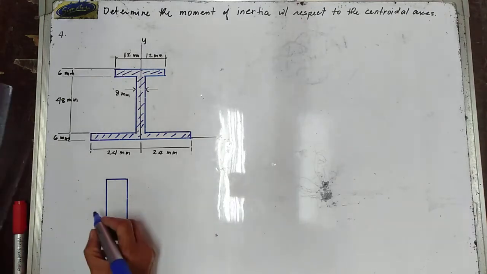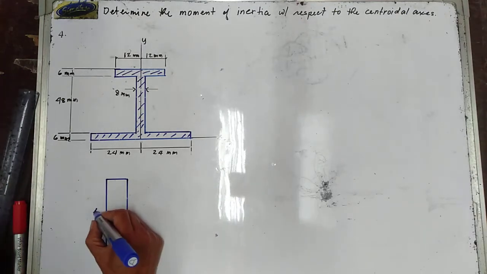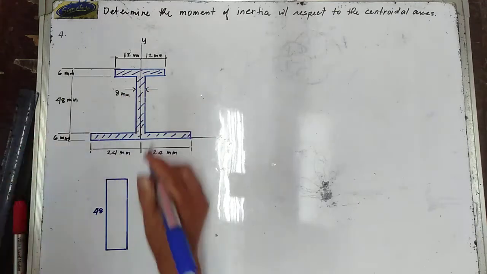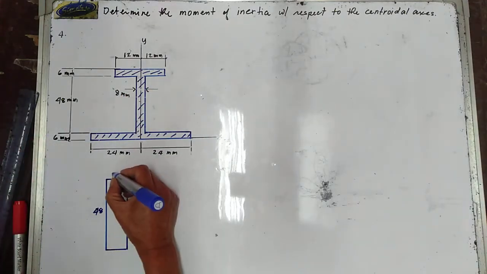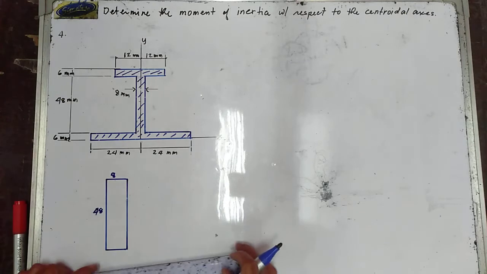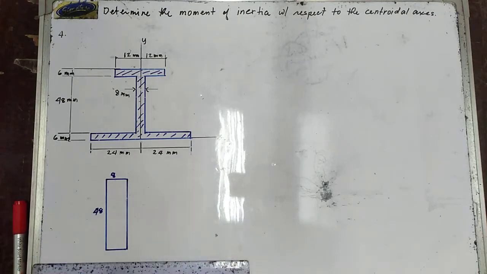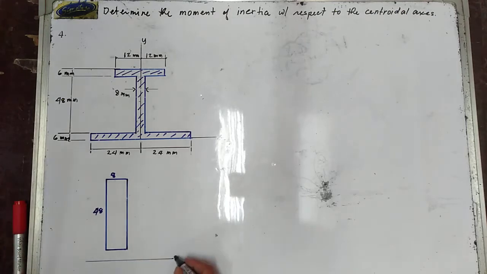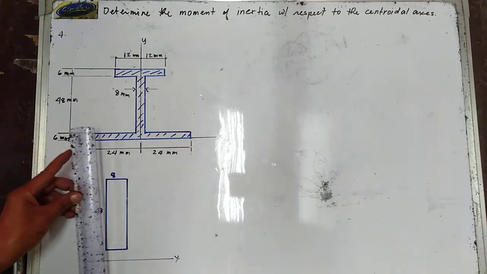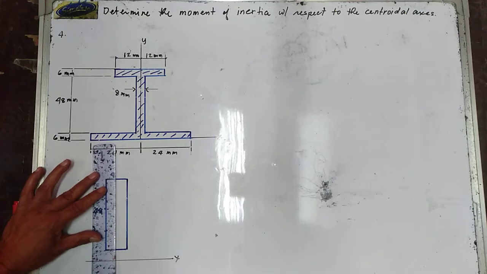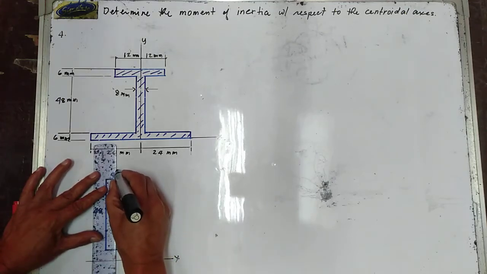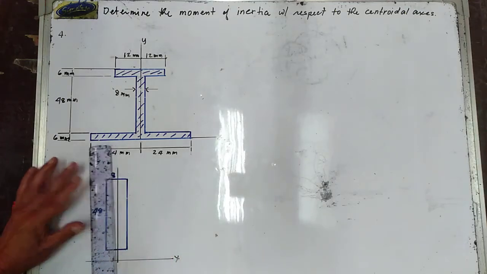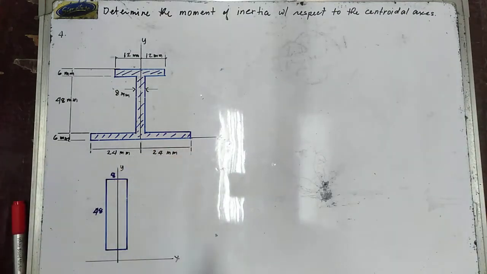So this is equal to 48 mm. And the thickness is 8 mm. So this one is now your 8 millimeter. So we have, this is the given x-axis. And this one is the y-axis. So we have your y-axis.